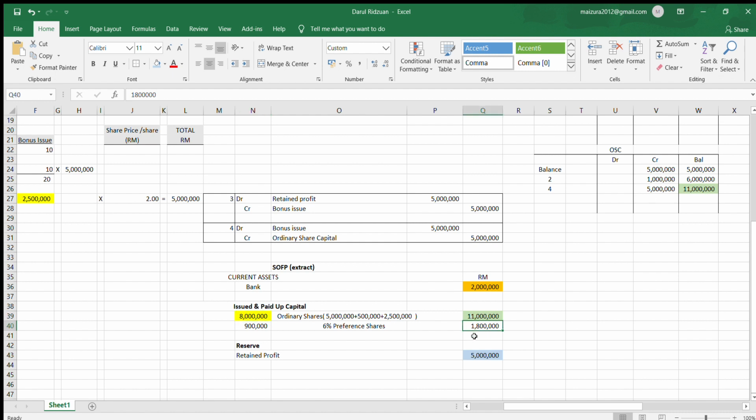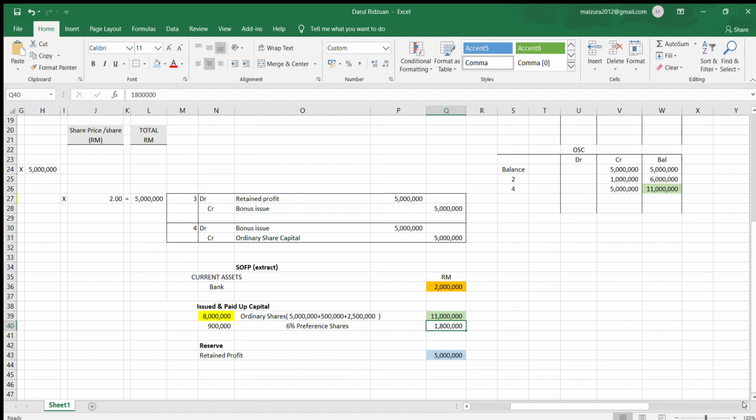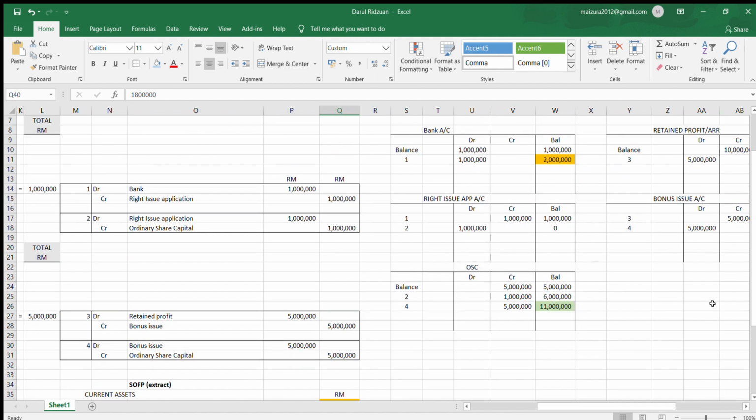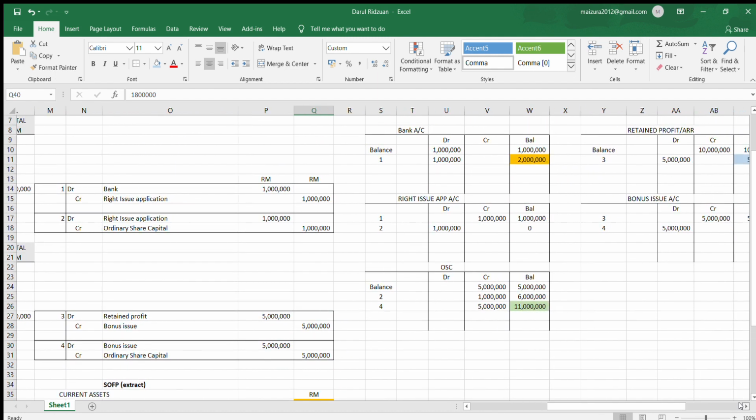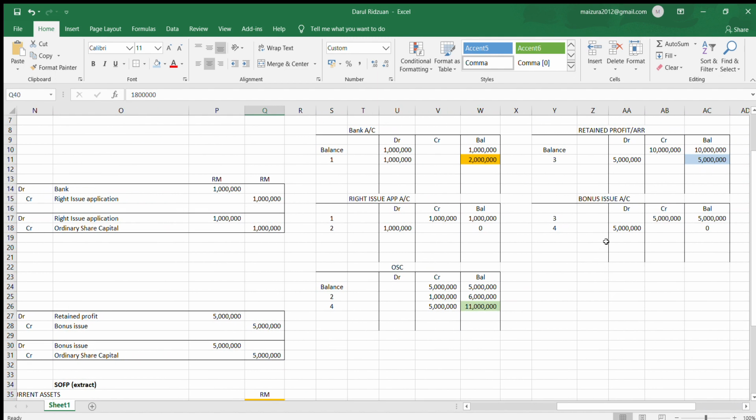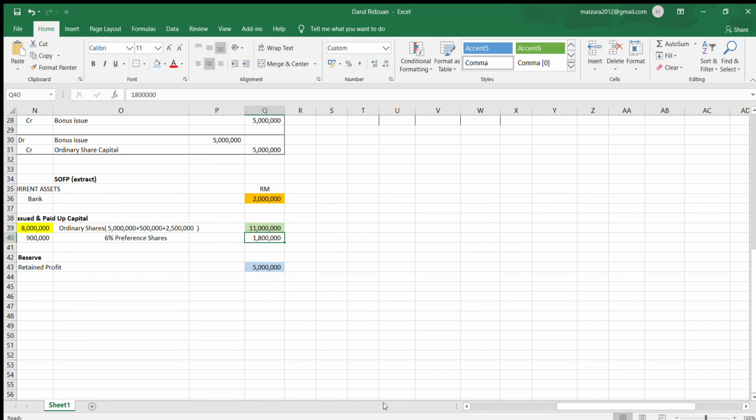Okay, preference share is still the same. And where do you get retained profit? It is from here, the retained profit account. There is the existing 10 million, less the debit of 5 million, left with 5 million in the retained profit. So this is the answer.